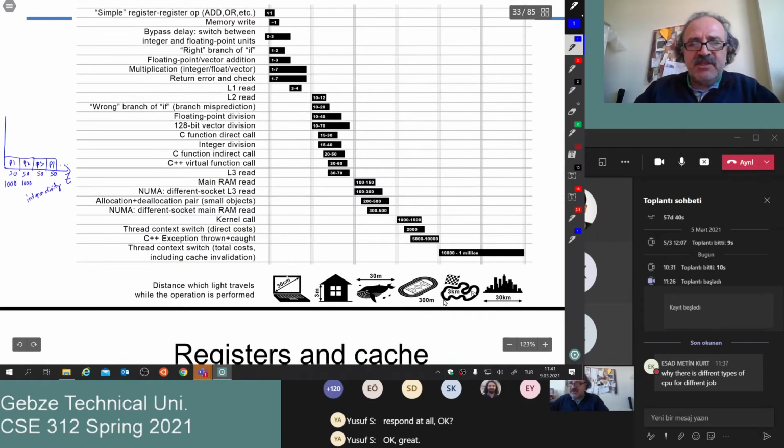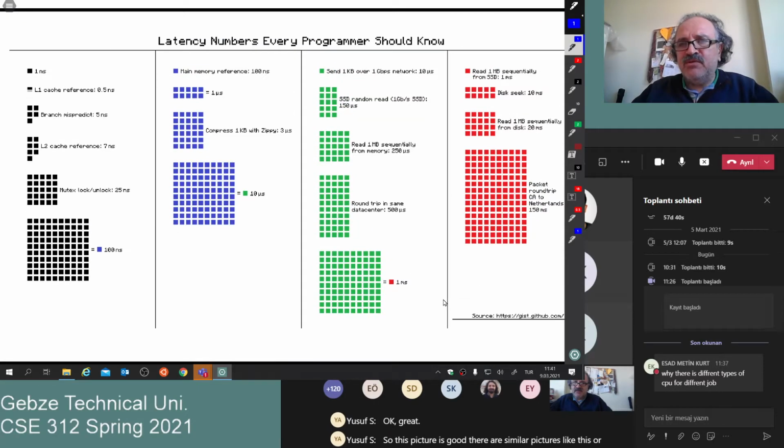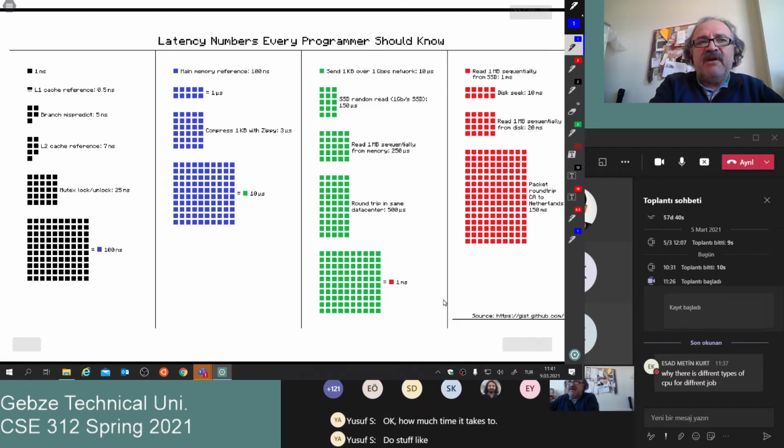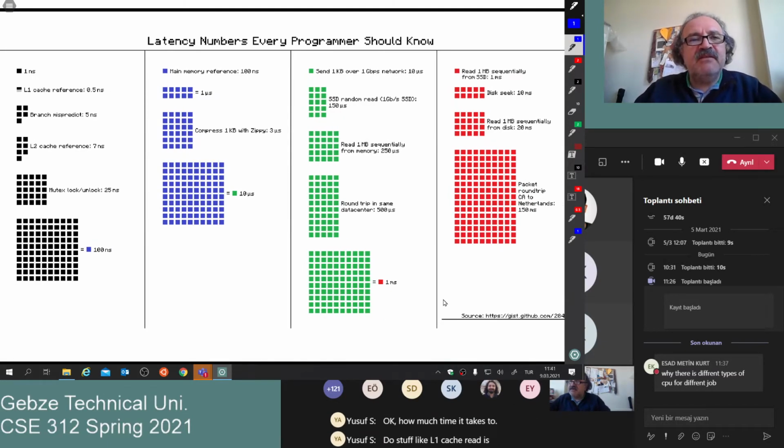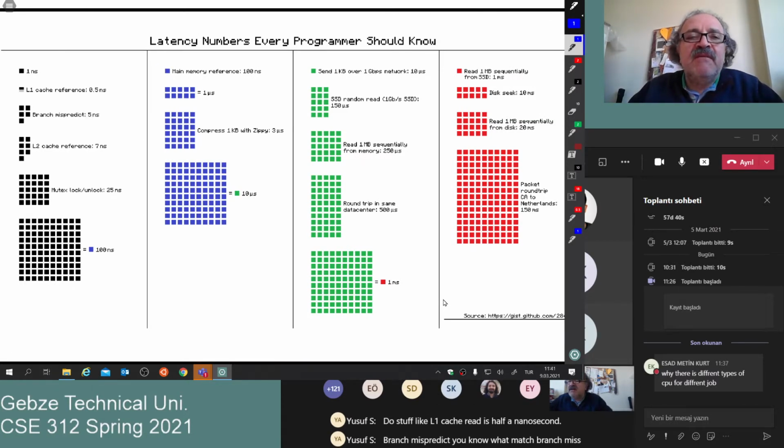Okay, good. So this picture is good. There are similar pictures like this. Okay, how much time it takes to do stuff. Like L1 cache read is half a nanosecond. Branch mispredict. You know what branch mispredict is, right? What is the problem with the branch mispredict? Pipelining, you prepare to go somewhere, but it ends up going somewhere else.